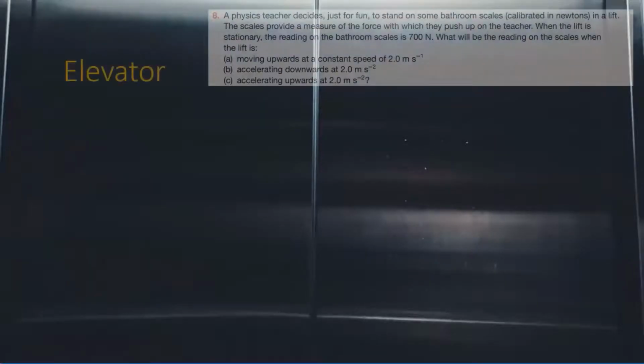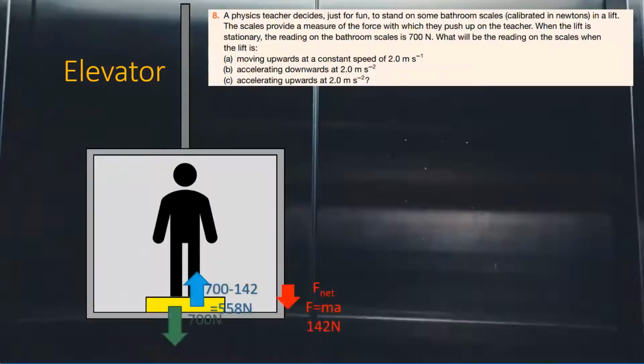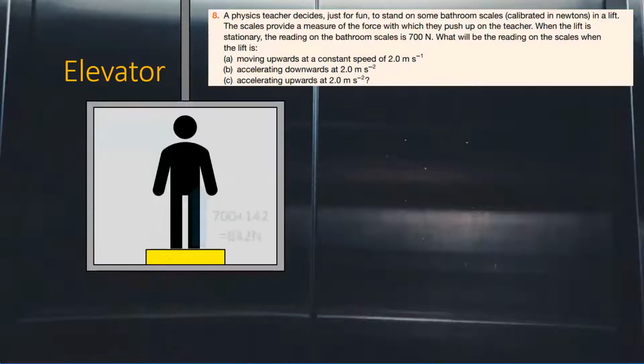We did some stuff about elevators, which again was related to action-reaction pairs. And we said that these two are not action-reaction pairs. This force here is actually made up of two forces. One is the normal force, which is still 700 newtons, but also this 142 newtons, which is the elevator getting pulled down. So it's whatever is pulling or pushing the elevator down, and that's why that force is there. We did some more elevator stuff.